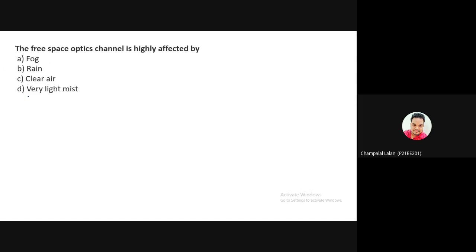The free space optics channel is highly affected by fog. Why fog and why not rain? Does anyone have an answer to this? Why fog? Why not rain?